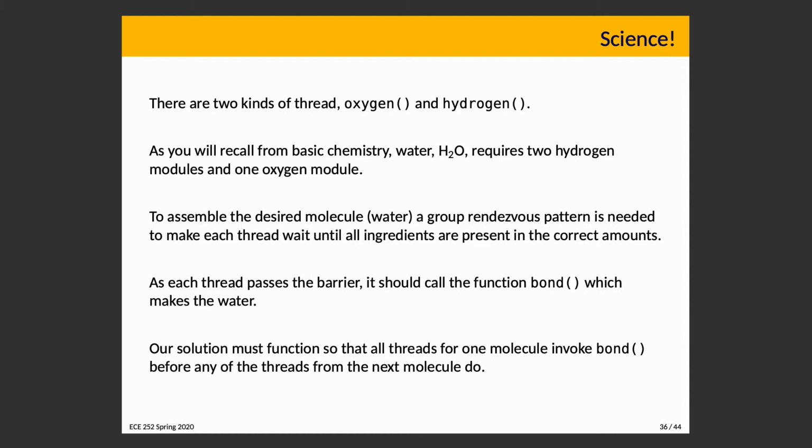independent from one another. So they don't travel in a group, they don't travel as H2, they just travel as individual hydrogen molecules. So to assemble the desired molecule, water, a group rendezvous pattern is needed, but it's not just one of each. It's now we need 2 of hydrogen and 1 of oxygen. And so when each thread passes the barrier, it should call the function bond, which creates water, and the solution should function such that all the threads from one molecule invoke bond before any threads from the next molecule.